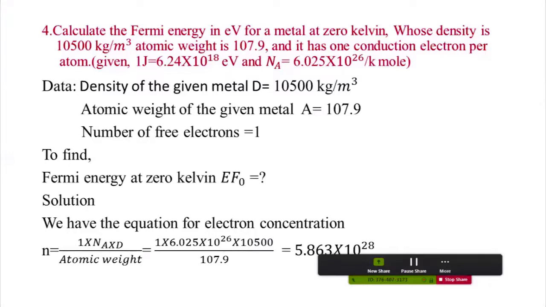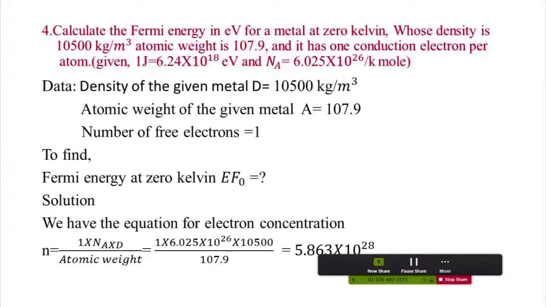Now the number of free electrons is 1 into the Avogadro number, whose value is 6.025 into 10 to the power 26, into the density, whose value is 10,500, whole divided by 107.9, that is the atomic weight. Now if we simplify that, the number of free electrons, that's the electron concentration, we got 5.863 into 10 to the power 28.